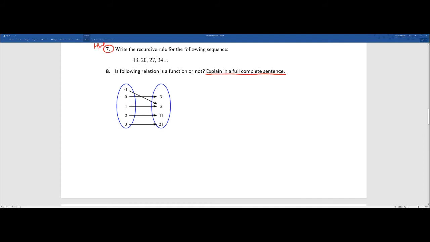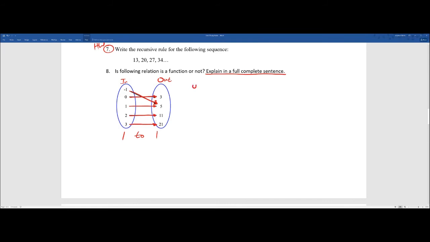All right, so first things first, let's look at our inputs, or our x's, and our outputs. As you can see, -1 goes to 5. That's a 1-to-1 relationship. 0 to 3 is 1-to-1. And 1 goes to 5. That is also 1-to-1. When I'm saying 1-to-1, I mean there's 1 input to 1 output. 2 goes to 11, and 3 goes to 21. So it looks like, yes, this is a function.